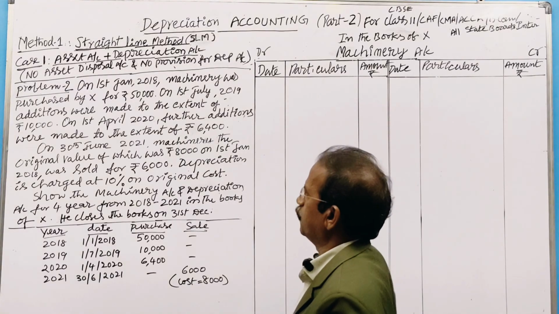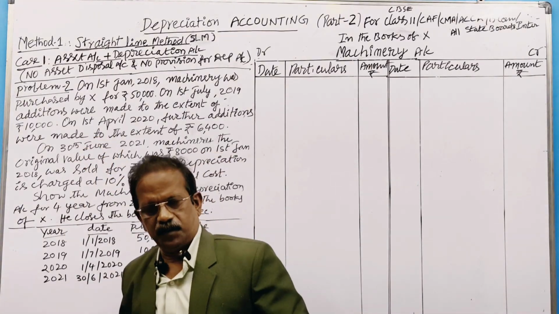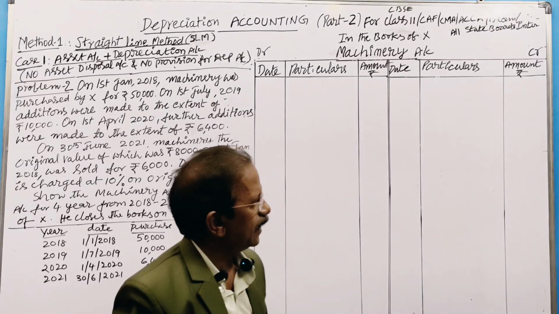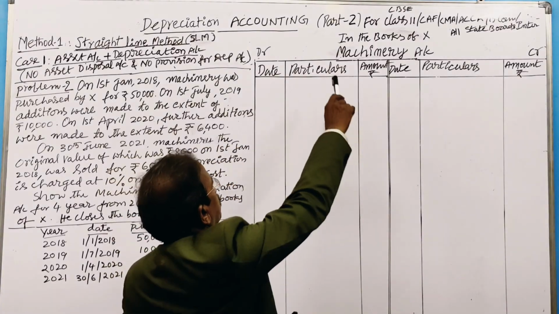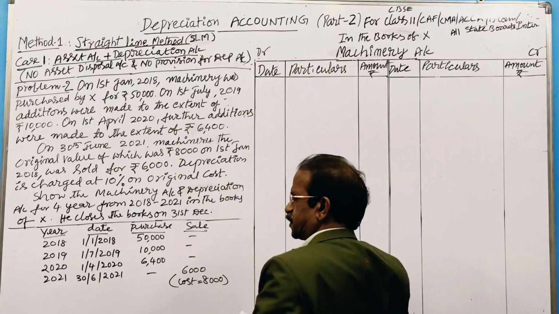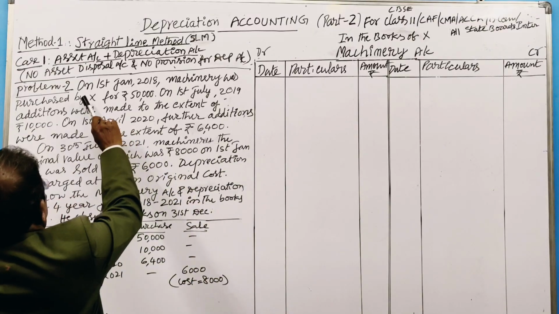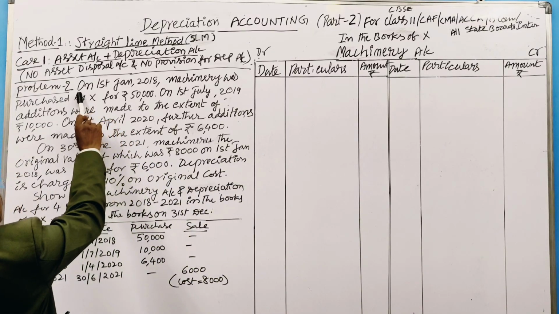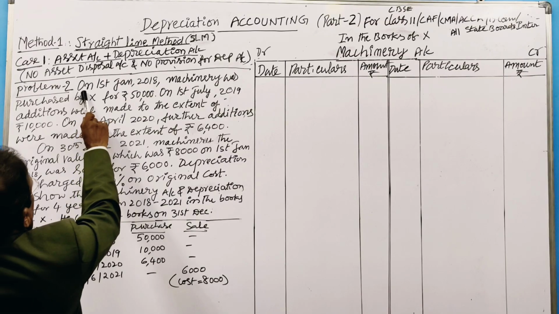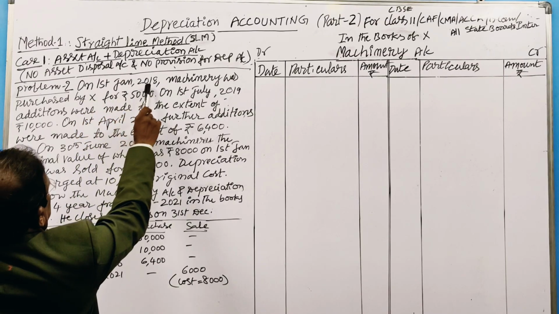Now, coming to the problem number 2. The problem number 1 was already explained in part 1 of depreciation accounting. Now, the transaction started here on 1st January 2018.